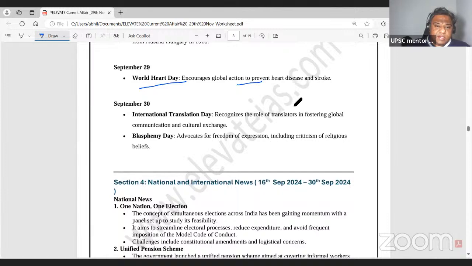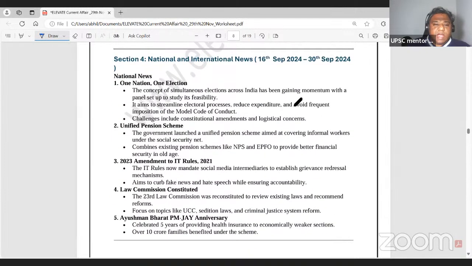Then, after that, I have summarized the various events during this time, the headlines of these topics during this duration. So, One Nation One Election was in the news again. It was not for the first time; it came as news again. Unified Pension Scheme (UPS). You have to remember the details of such schemes.